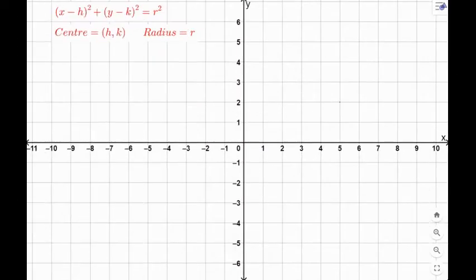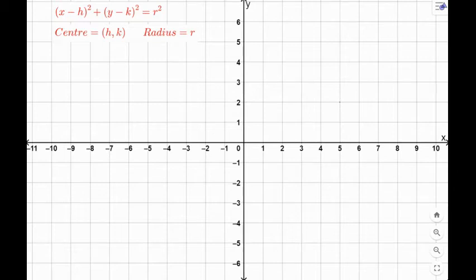Our general formula for a circle where the center is at the point (h, k) and the radius of the circle is r is (x minus h) squared plus (y minus k) squared equals r squared. So it's x minus the x coordinate of the center, squared, plus y minus the y coordinate of the center, squared, is equal to the radius squared.